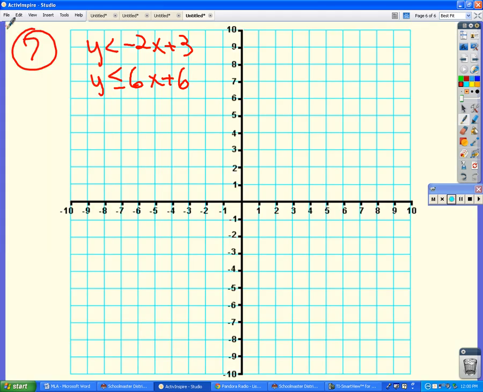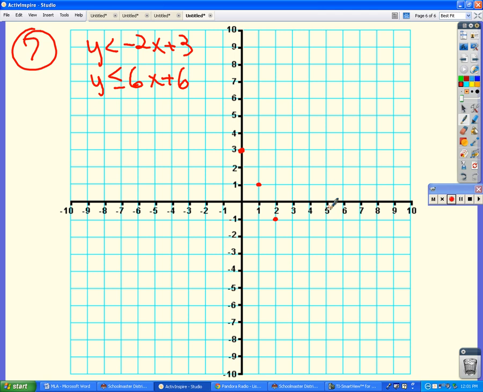Okay, so now we're graphing inequalities. Real easy. Where does the first one cross the y-axis? 3. And what is its slope? So I go down 2 over 1, down 2 over 1. This one's a little bit tricky though because it's inequality. Do I use a solid line or a dotted line?